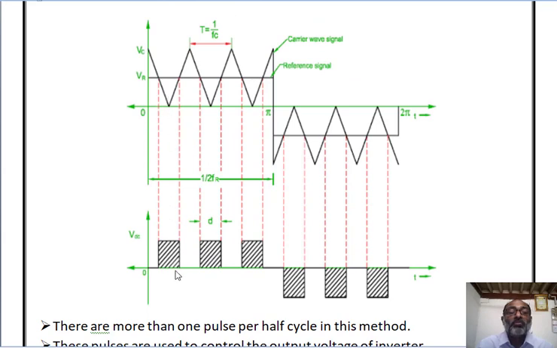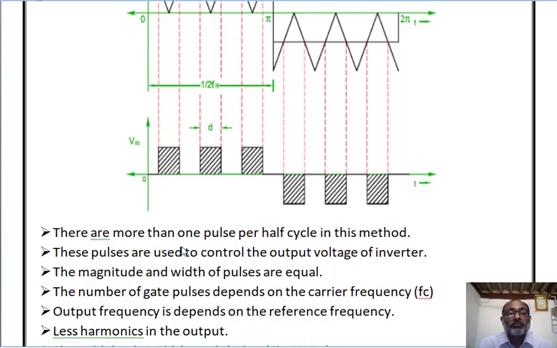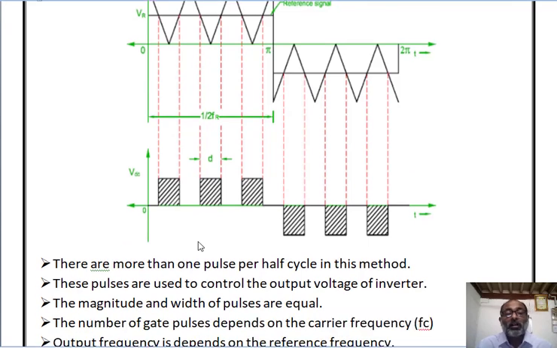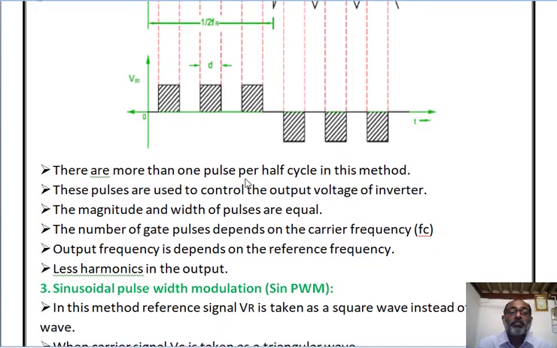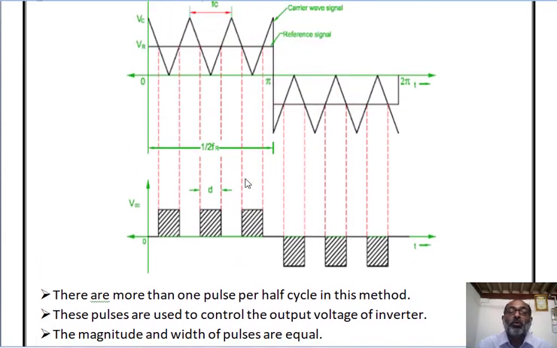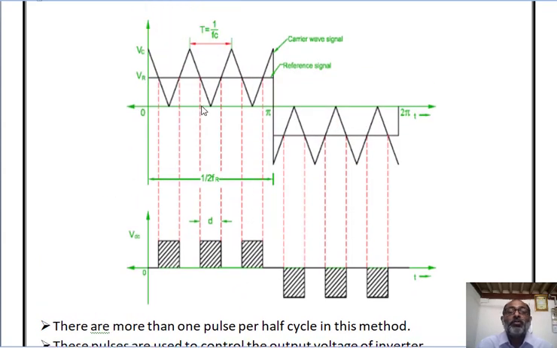Now the number of gate pulses depends on the carrier frequency. Now it produces fewer harmonics in the output. So here you can see with 0 to pi we will get 3 gate pulses, and it can be varied by the carrier frequency. So if we increase the carrier frequency, it will increase the number of gate pulses generated during the 0 to 180 degree period.